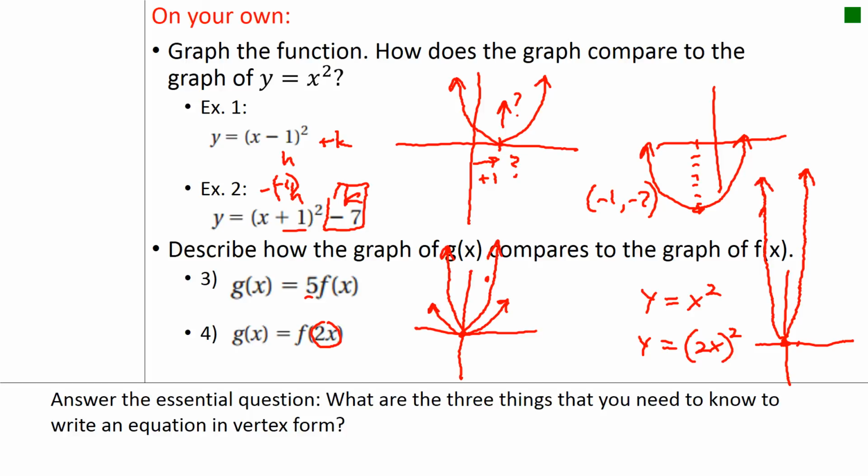Okay, what are the 3 things you need to know to write an equation in vertex form? Well, here's the skeleton. Sometimes the k value is in front, sometimes they add it to the end, but you need to know the h and the k of the vertex, and you need to know something about what the stretch factor is doing to the shape of the parabola. Not only the shape, but the direction, in case this happened to be a negative right there.